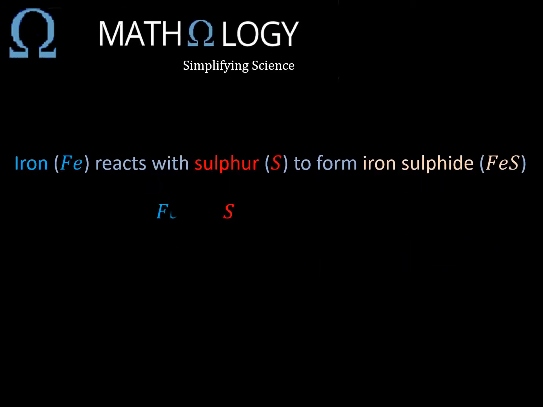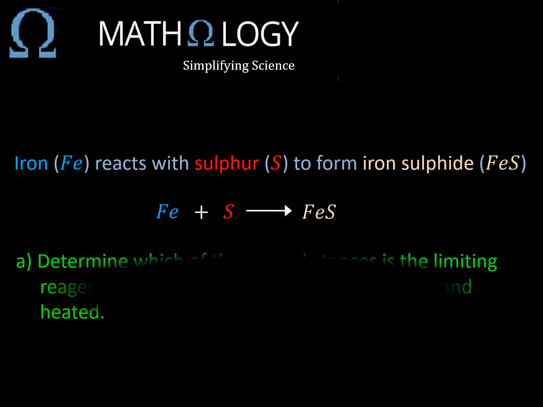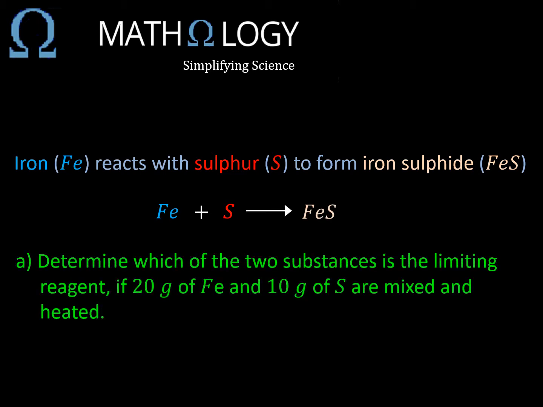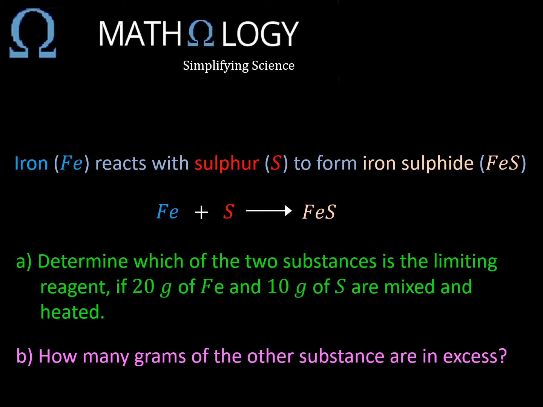Iron reacts with sulfur to form iron sulfide. Determine which of the reactants is the limiting reagent if 20 grams of iron and 10 grams of sulfur are mixed and heated. And calculate how many grams of the other substance are in excess.